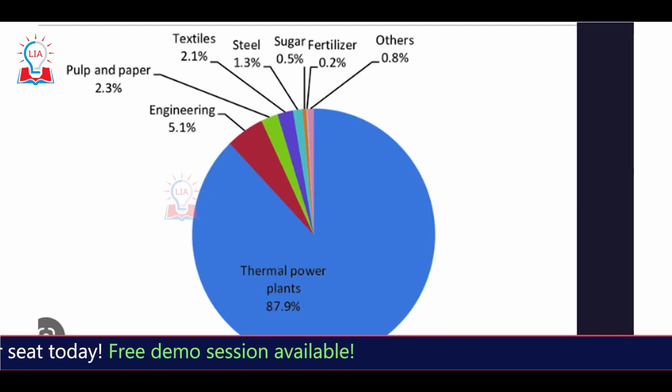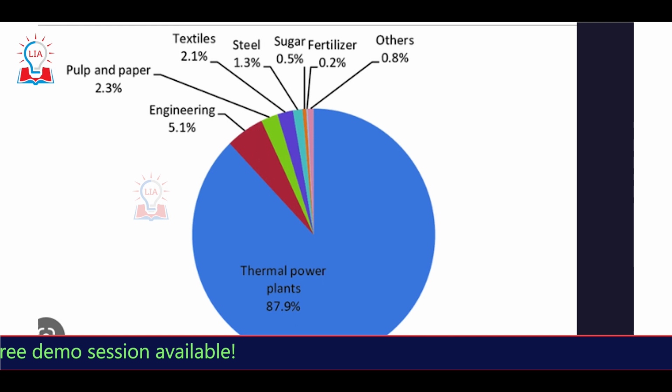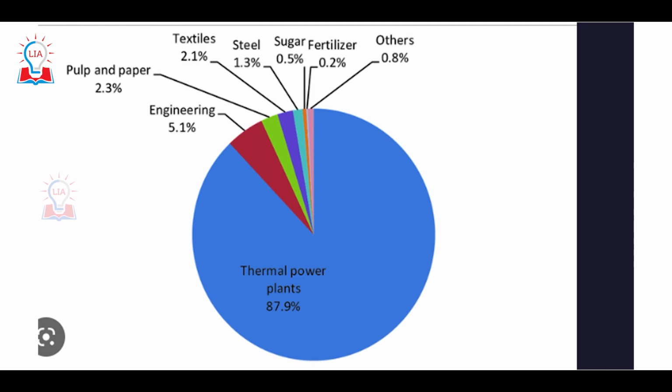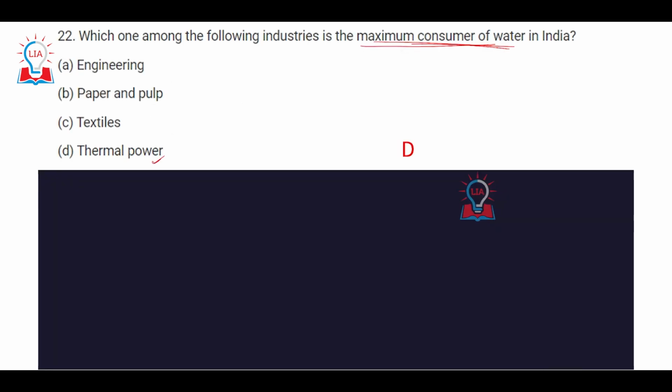If you look at the table released by the Ministry of Industries, this pie chart represents the use of water by different sectors. The thermal power plants alone account for 88% of the industrial water use in India. The remaining 12% is utilized by all other industries of India. So 88% is thermal power. After that, engineering is highest at 5%. Then we have paper and pulp, textile, steel, sugar, fertilizers, and then others. So the correct answer obviously will be D, thermal power.